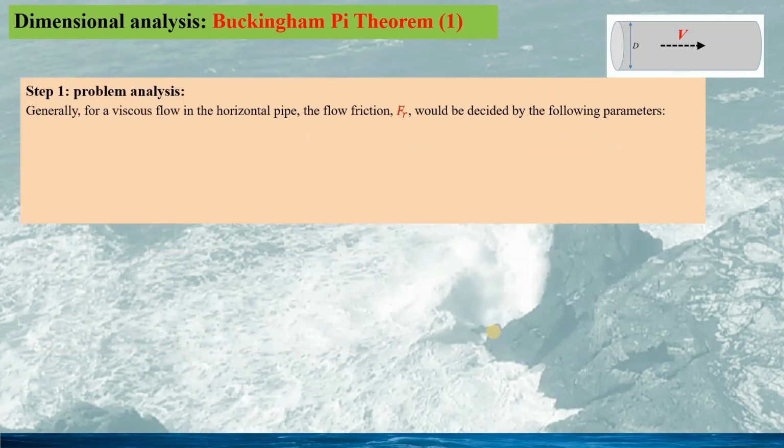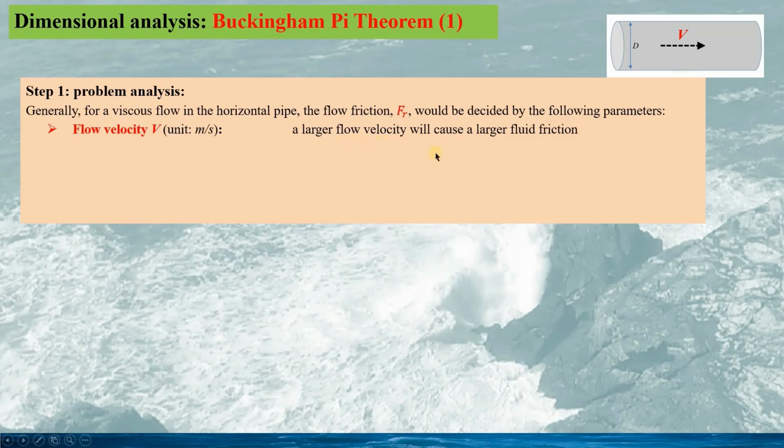The methodology is the Buckingham Pi theorem. If you are interested, you can watch my talk on dimensional analysis principle. Here, we will use the theorem to simplify the problem. The first step is to analyze the problem, and we need to determine what parameters might have influence on the fluid friction. From experience and intuition, the fluid friction may be affected by the following parameters.